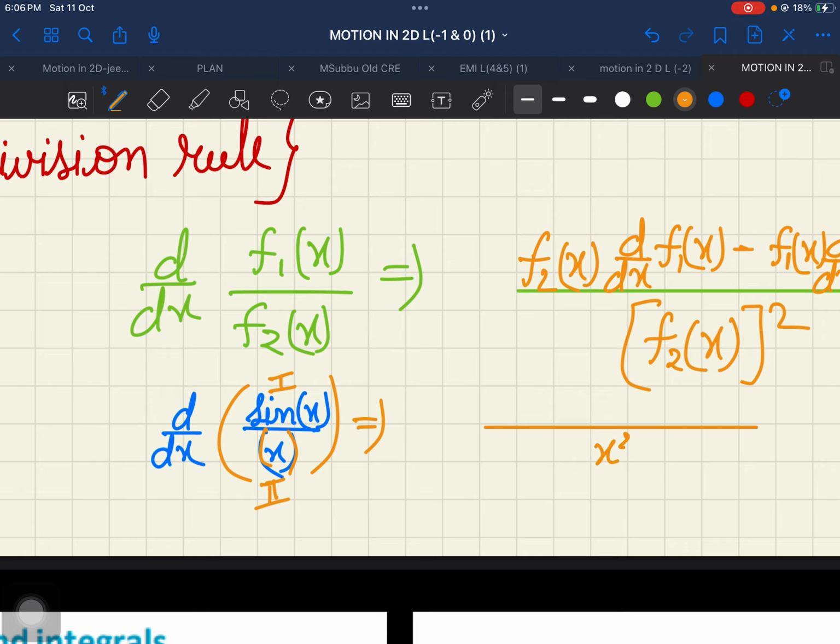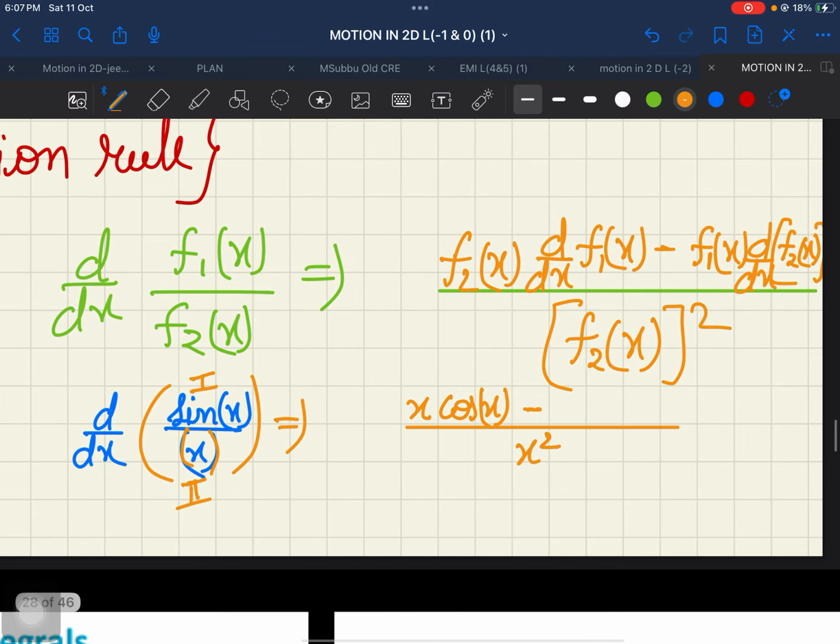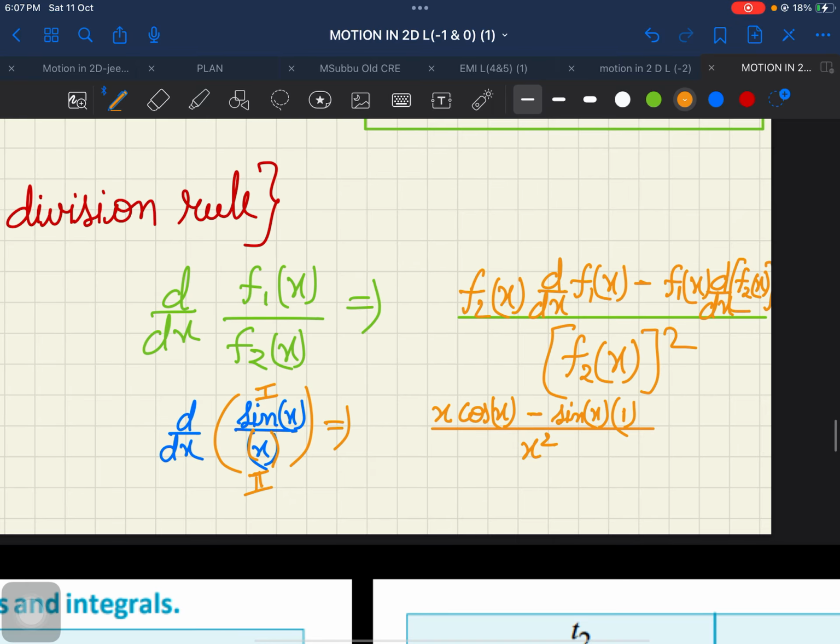So x square, then the second function x into the differentiation of the first function, that is, the differentiation of sin x is cos x, minus. Now what? First function as it is, means sin x. Then the differentiation of the second function, that is x, is equal to 1. That's it. I hope this is very much clear, students.